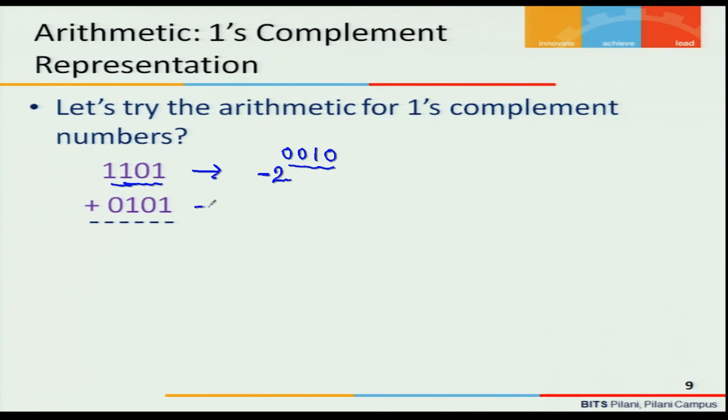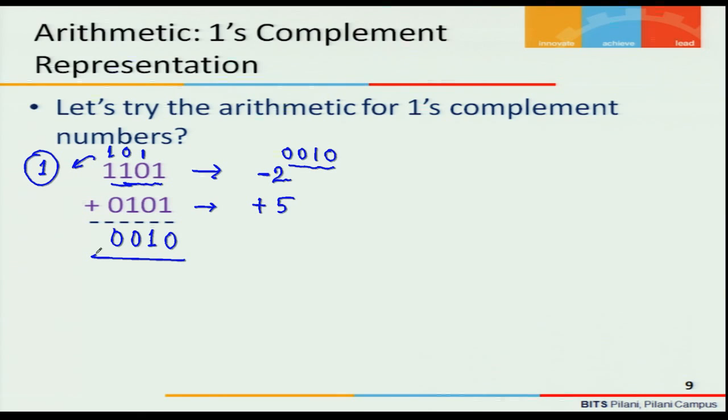This is a positive number, so this is plus 5. I will take it as unsigned binary, so the unsigned binary value of this number is 5. This is the negative number, so it is 1, this is minus 2. Let us add it. So 1 plus 1, 0, 1 plus 0, 1, carry 0, 1 plus 1, sum 0, carry 1, 1 plus 1, sum 0, and the final carry is 1.